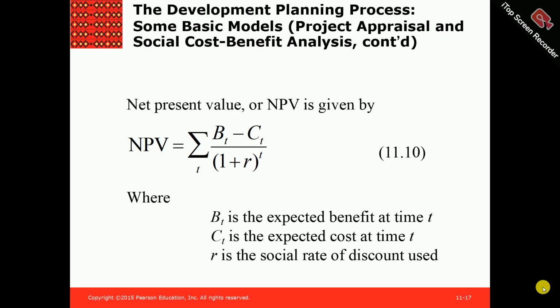This is a type of net present value, and the formula is that it is equal to the sum of the discounted benefits minus the discounted costs. So the difference between the sum of discounted benefits and the sum of discounted costs is equal to net present value. If we divide that by the discount rate, then we have this equation, and that gives us net present value, where in this equation R is the social rate of discount used, CT is the expected cost at time t, and BT is the expected benefit at time t. And if you divide that by 1 plus R raised to the power t, then we call them the discounted benefits minus discounted costs. The difference between the discounted sum of benefits and the discounted sum of costs is equal to net present value.